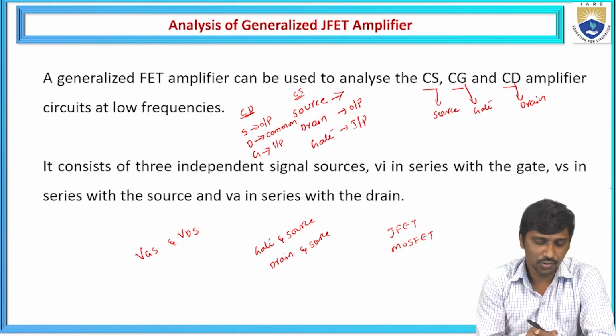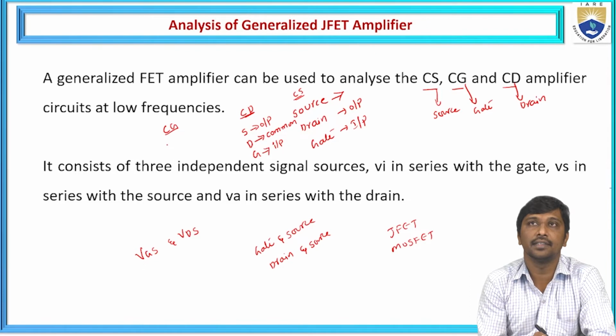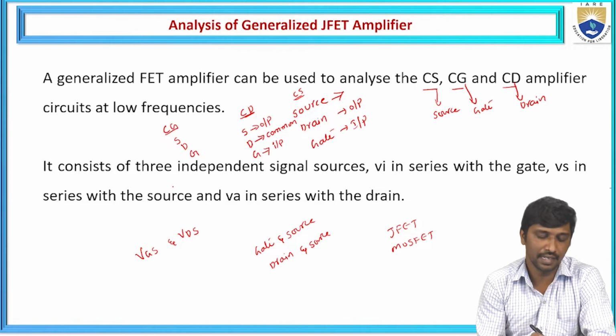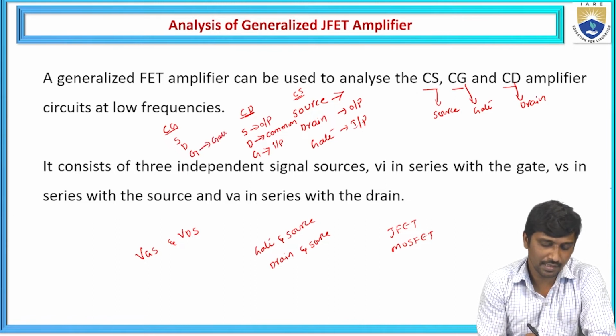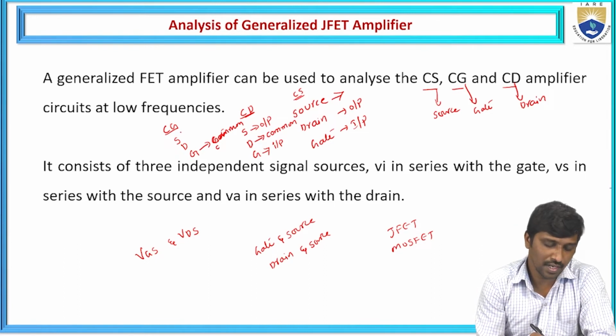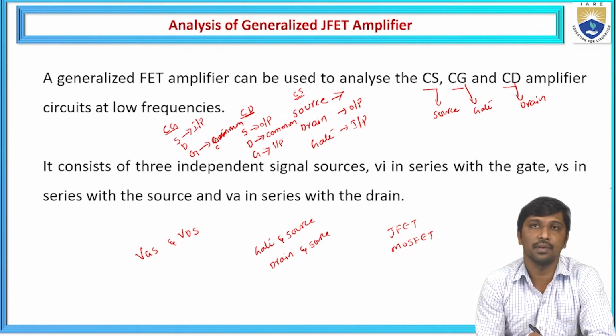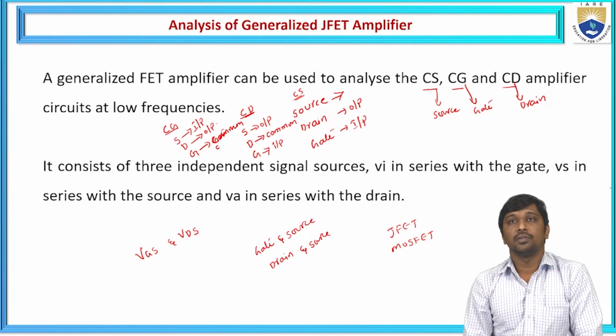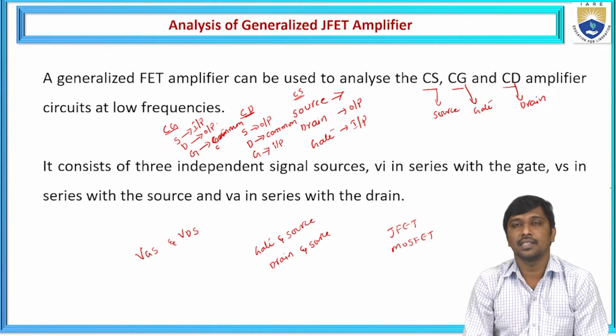Similarly, if we consider the common gate JFET amplifier, we have again three terminals: source, drain, and gate. Hence, the gate is represented as common. Now we need to find out which terminal acts as the input and which acts as the output. For this common gate amplifier, the input is passed through the source terminal and the output is measured across the drain terminal.